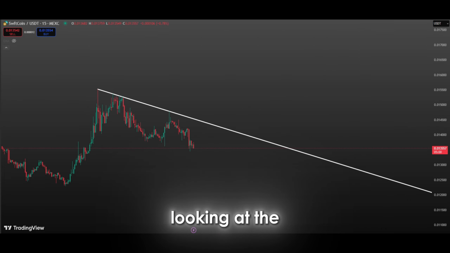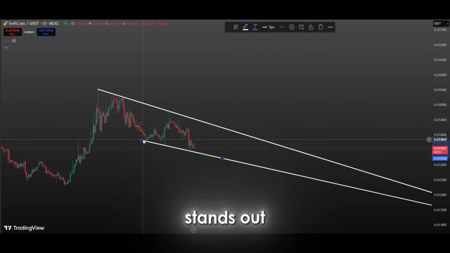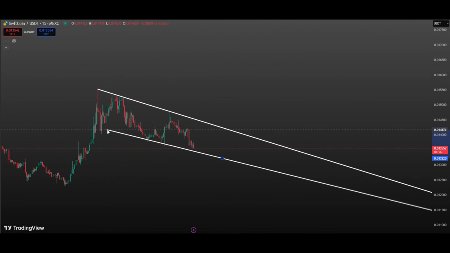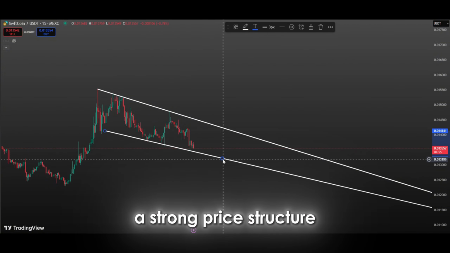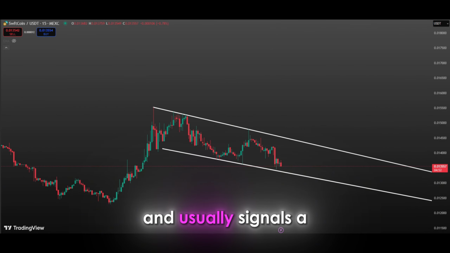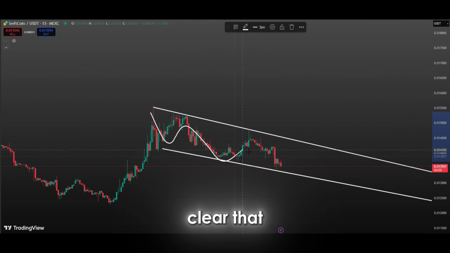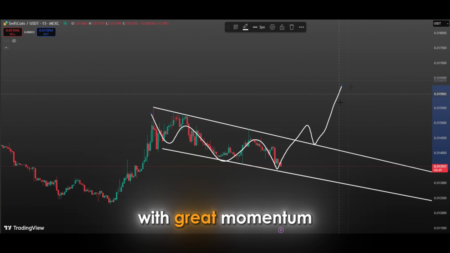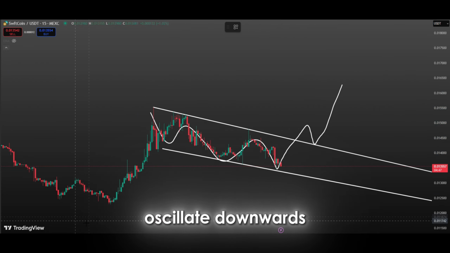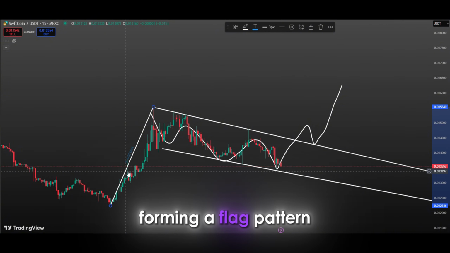Stay tuned. Looking at the chart from a broader perspective, one important structure stands out: the flag pattern. This pattern is a strong price structure that is often encountered in technical analysis and usually signals a continuation of the previous trend. In particular, it's clear that after the price action has moved upwards with great momentum, the price will oscillate downwards within a narrow band for a period of time, forming a flag pattern.